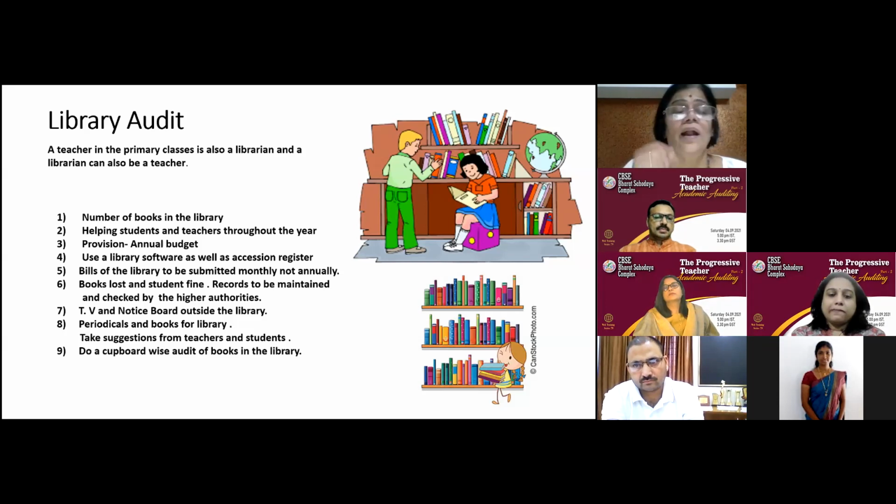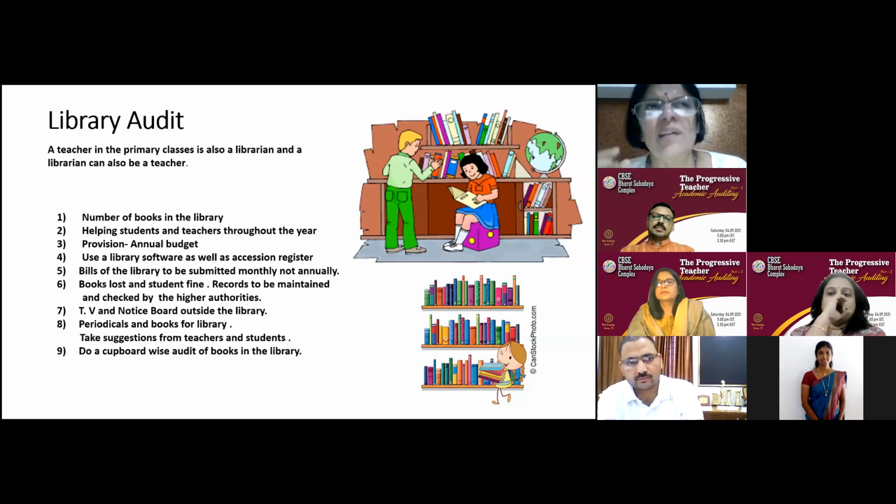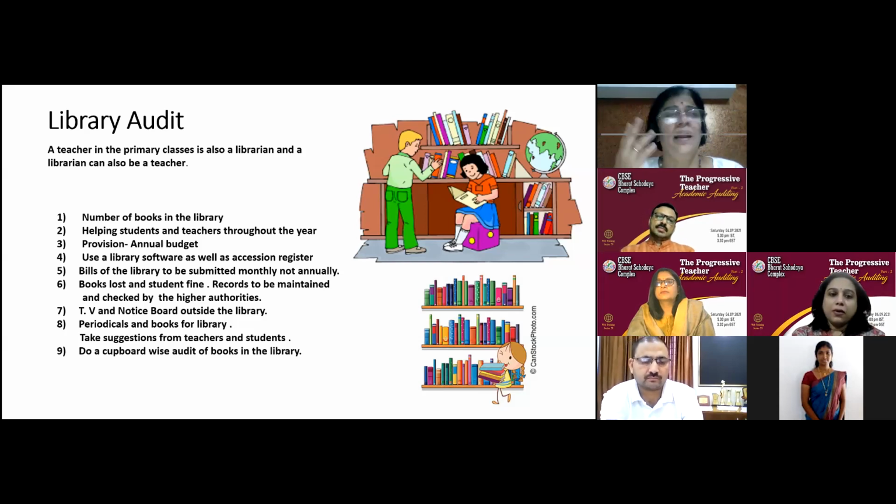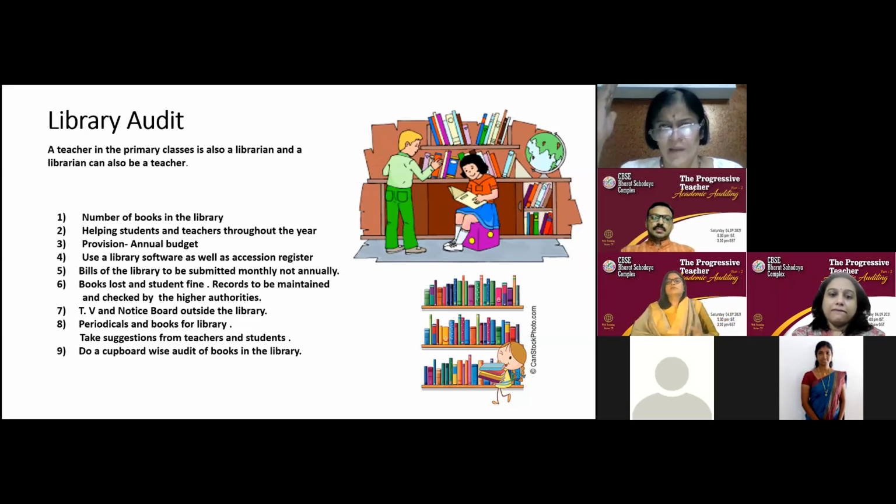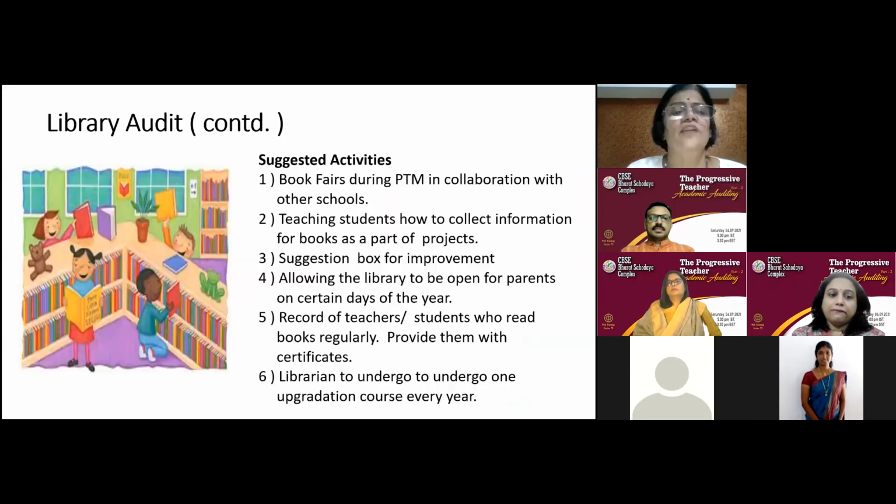Then do a cupboard-wise audit of the books in the library. It becomes very easy, especially if your school is a very big school. The school where I worked had about 4 libraries, and believe me, it had close to 25,000 to 30,000 books in total. To manage these books, it becomes very easy if you do a cupboard-wise audit.